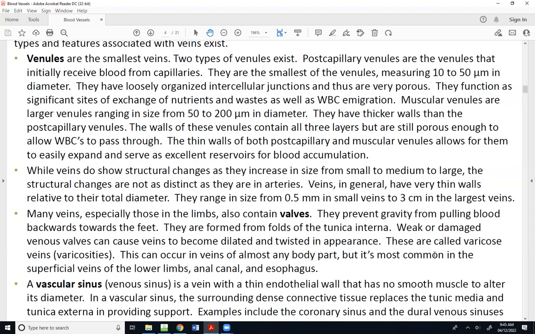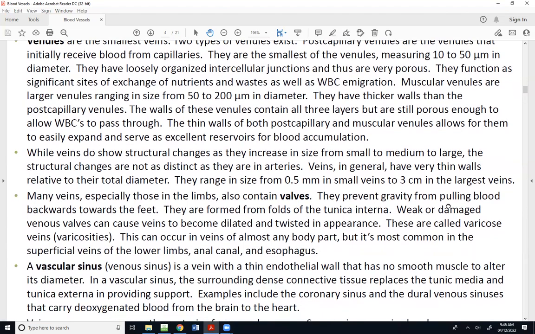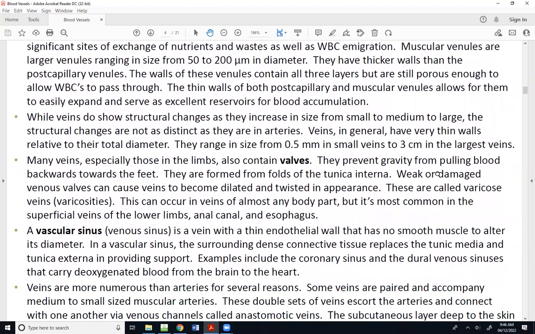They have loosely organized intercellular junctions and thus are very porous, which allows them to perform significant exchange of nutrients and wastes, as well as white blood cell immigration, which is where white blood cells can leave the bloodstream and travel into tissues to go fix things. The other type of venules are muscular venules, which are larger, ranging in size from 50 to 200 microns. So they're still very small.